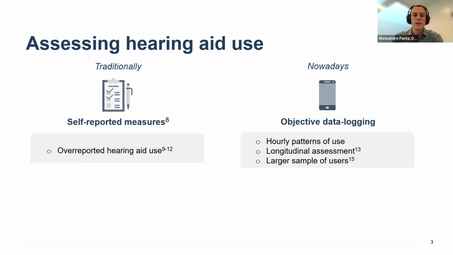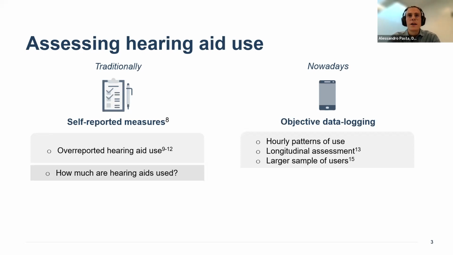Traditionally, we have also seen that when evaluating the usage of hearing aids, the main question that researchers have tried to answer is how much are hearing aids used? And this amount of hearing aid use has been regarded as an indicator of treatment success. However, even though it's correlated with satisfaction, we also know that this doesn't really give us a complete picture. And through objective data logging, we can not only look into how much are hearing aids used throughout the day, for instance, but also on how are hearing aids used by looking at hourly patterns of use throughout the day.